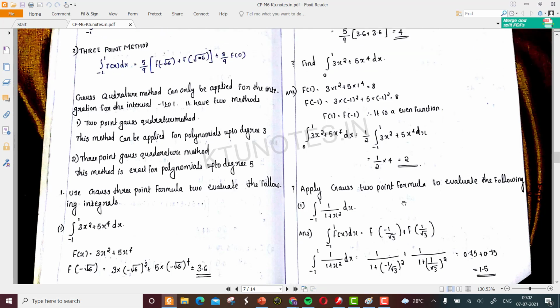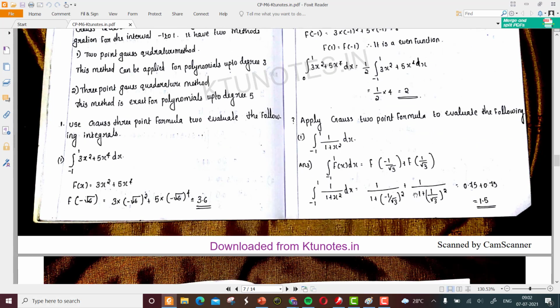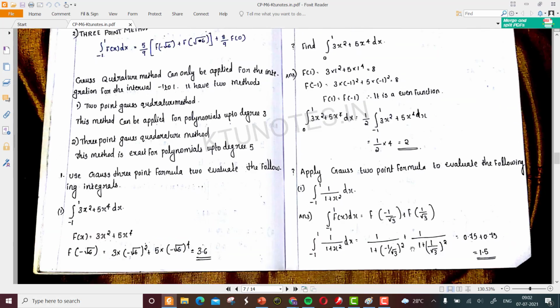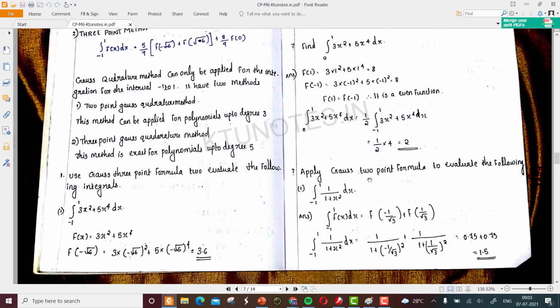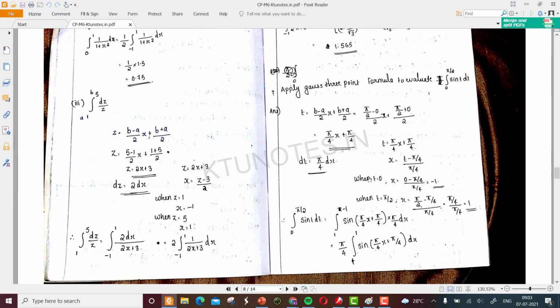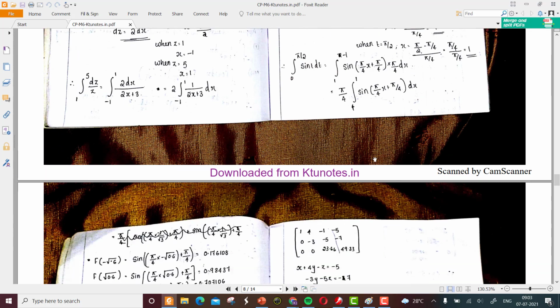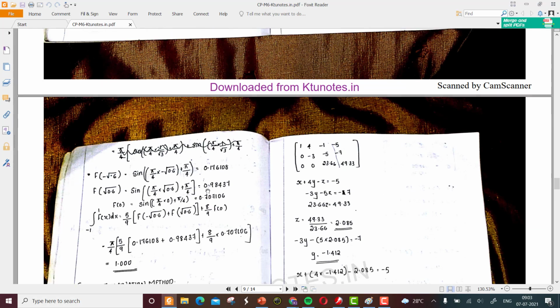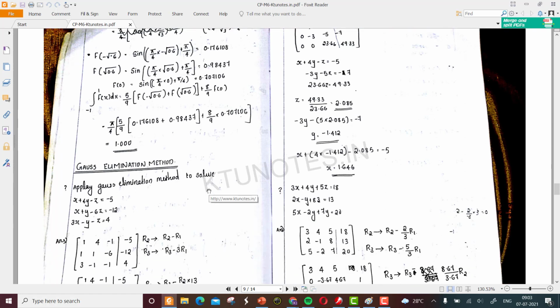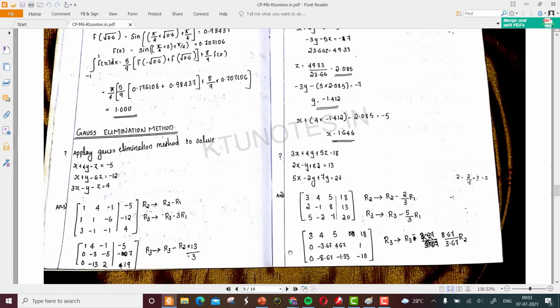So by these three problems, you got the idea of solving the problems by the Gauss quadrature method. So you have more problems to see. You see in the trigonometric things, same concept, and please go through that. And after that, we will start with the next topic, Gauss elimination method.